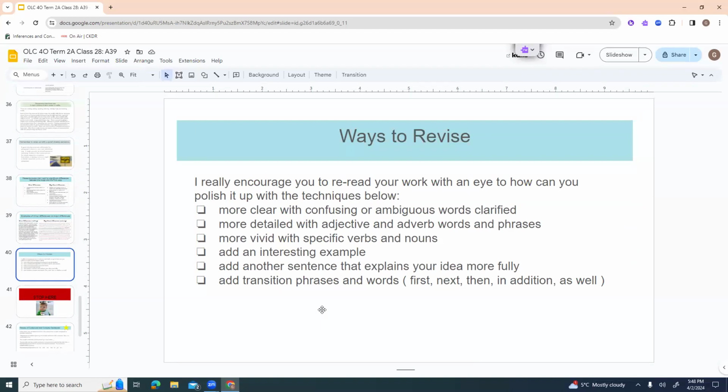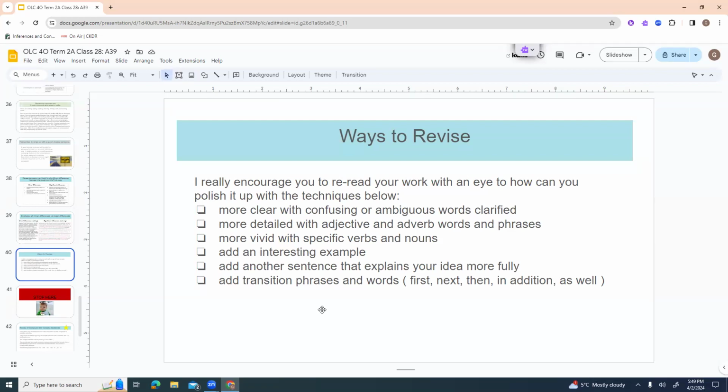You might make it clear with confusing or ambiguous words clarified. You might make it more detailed with adjectives and adverb words and phrases. You might make it more vivid with specific verbs and nouns. You might add an interesting example, or maybe you could add another sentence that explains your idea more fully. You might add transition phrases and words: first, next, then, in addition, as well. Those are all different ways to revise your work and make it much stronger.